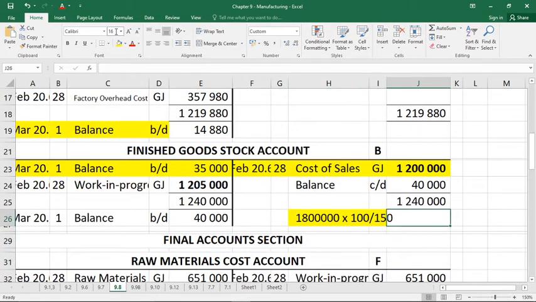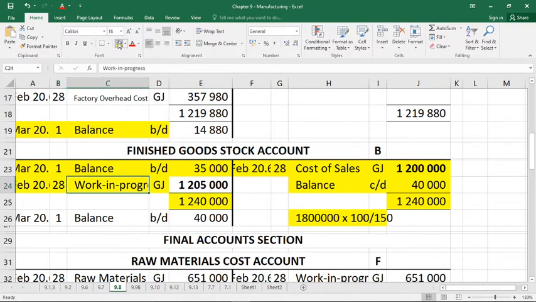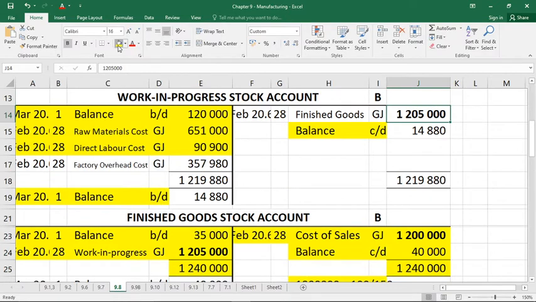Finished goods tells us that we had a balance at the end of the year of 40,000. Remember, we've already worked out this cost of sales of 1.2. So 1.2 and 40 gives me 1240. I can go put that on the debit side as well. And that makes our balancing figure on the debit side, which is going to come from the work in progress, 1,205,000. Okay, so if that's over here, 1,205,000 from work in progress, I can go back to work in progress and put the 1205 there. And where are we sending it to? Finished goods.